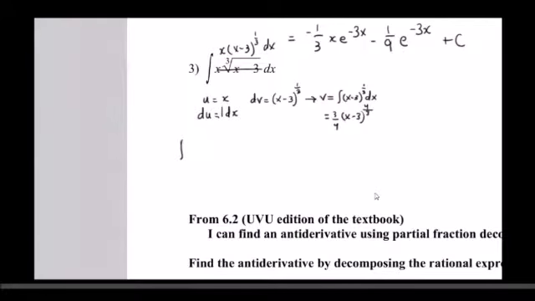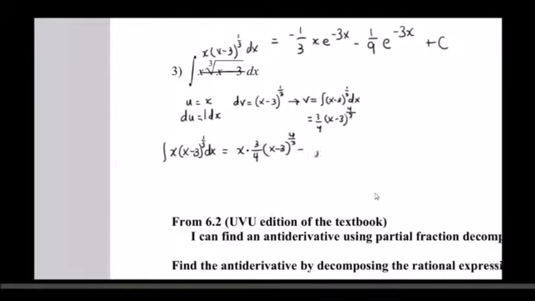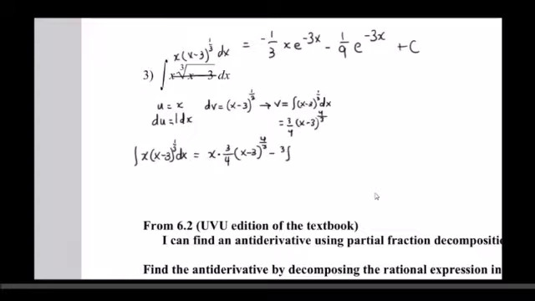So the original problem, the antiderivative of x times x minus 3 to the 1/3 dx equals u times v. So x times our v value here, minus the integral. And since v has a coefficient, again, I'm just going to write it out here: 3/4 and then x minus 3 to a power of 4/3. So there's v. Now we need du. Du is just 1 dx.